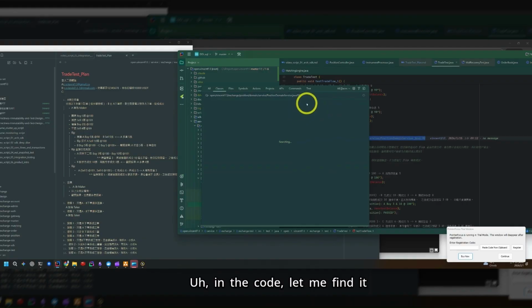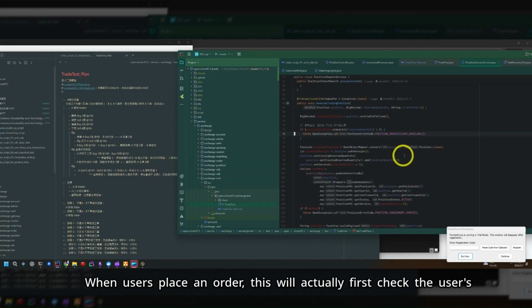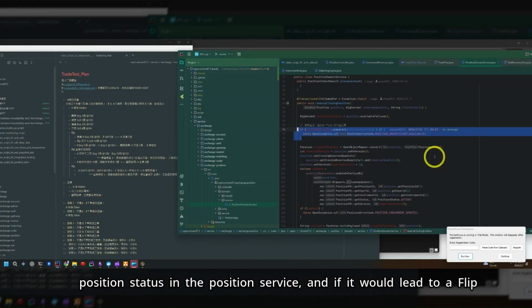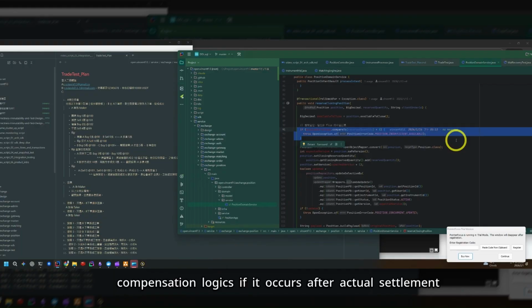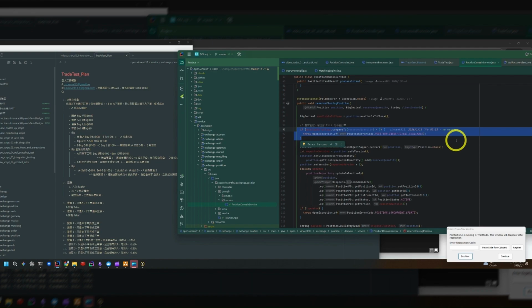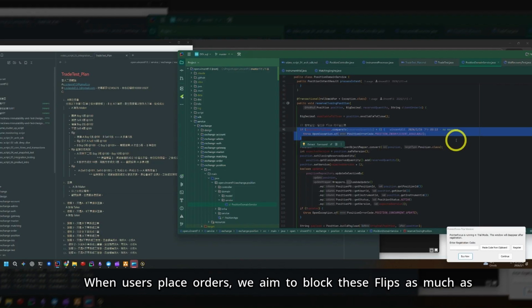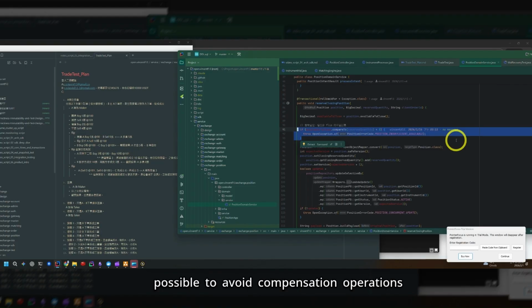In the code, let me find it. When users place an order, this will actually first check the user's position status in the position service, and if it would lead to a flip, it will be blocked, because the flip situation only requires those compensation logics if it occurs after actual settlement. When users place orders, we aim to block these flips as much as possible to avoid compensation operations.